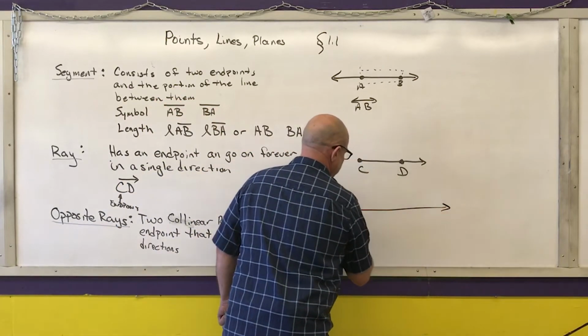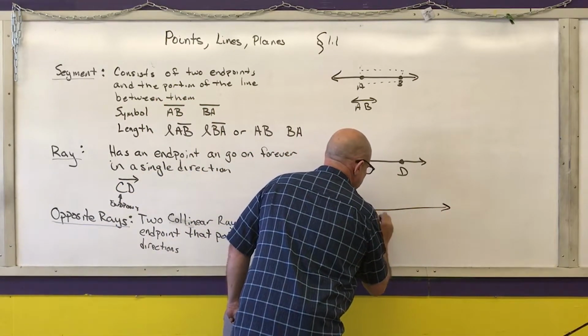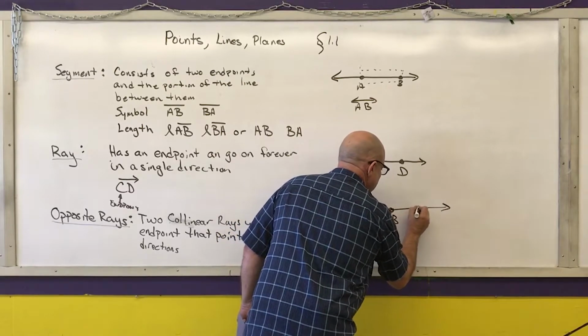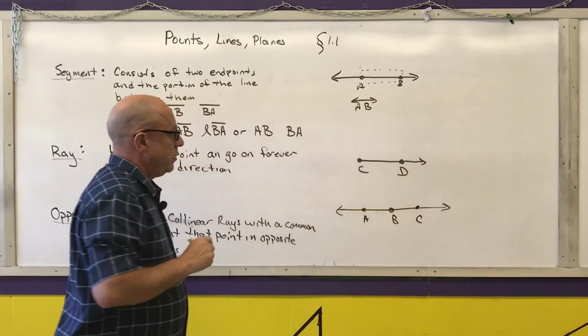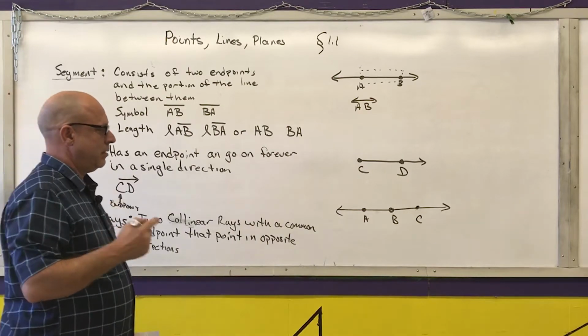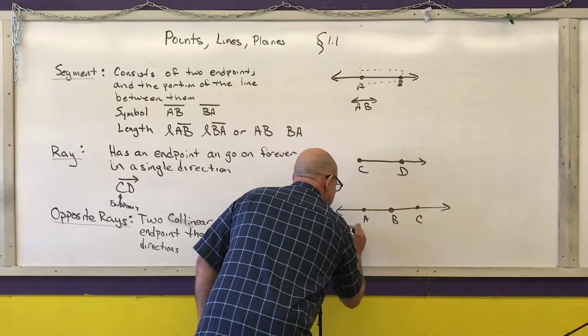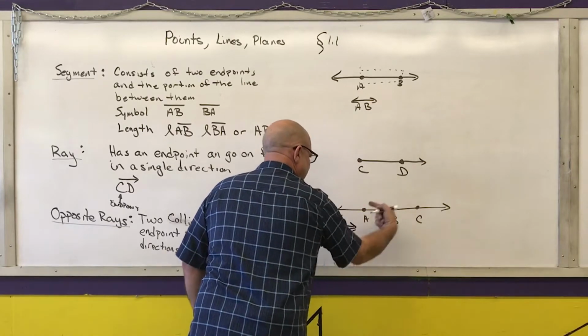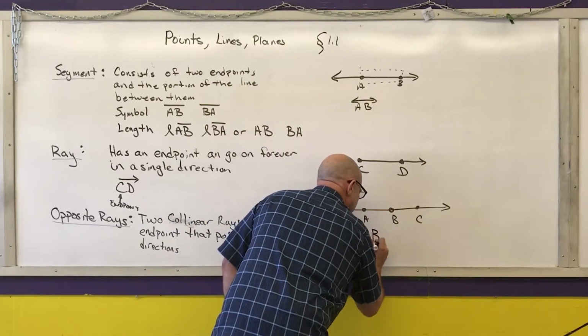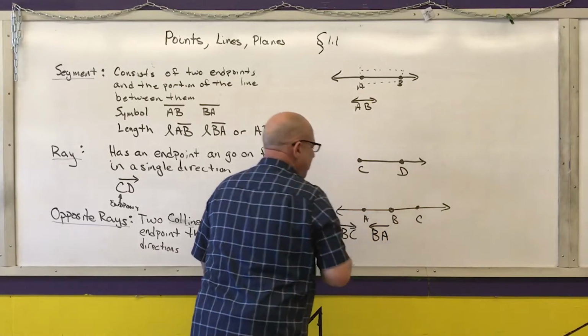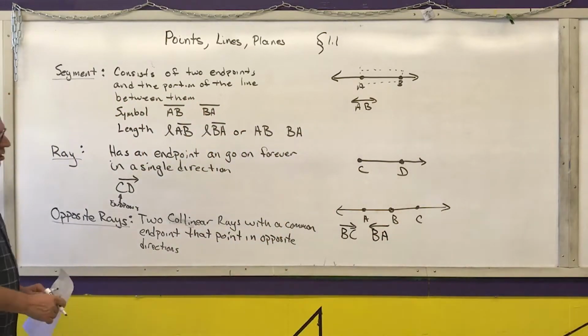So collinear means they're on the same line. Okay, so a point in common would be if I have ray BC and I have ray BA going this way. Those would be opposite rays.